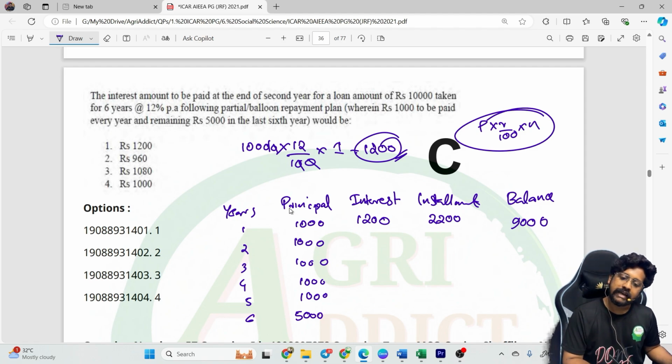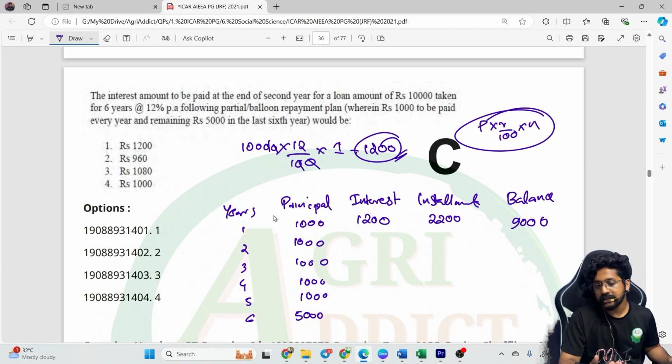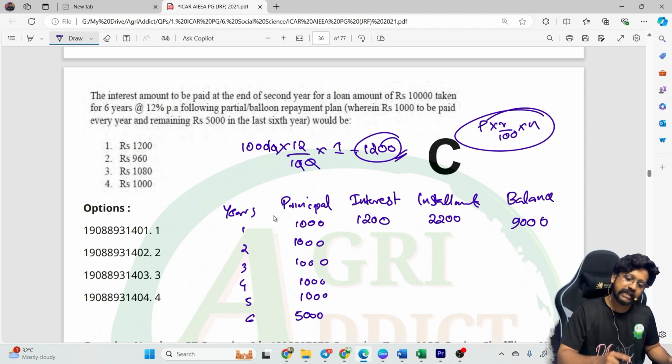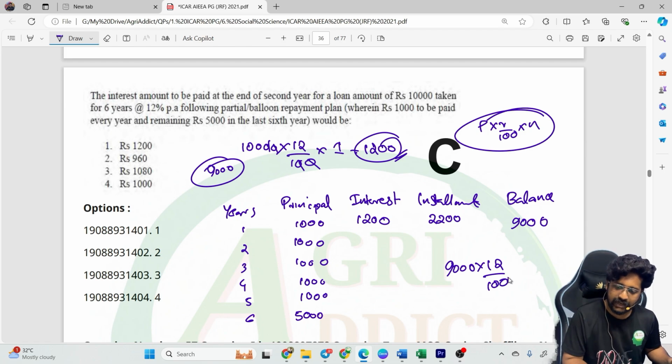So in the second year, while we are calculating the interest, we have to consider the remaining amount. In the first year the 10,000 rupees is to be paid, so while calculating the interest we have to consider the 10,000 rupees, and when it comes to the second year 1000 rupees has already been paid, and therefore the balance will be 9000 rupees. So we have to calculate the interest for the second year using the principal amount of 9000 rupees. The rate of interest is the same, 12 by 100 for that year, right? So it's 12 into 9.